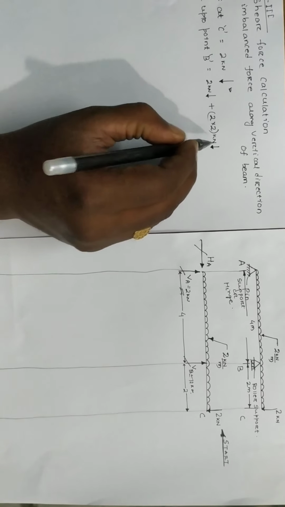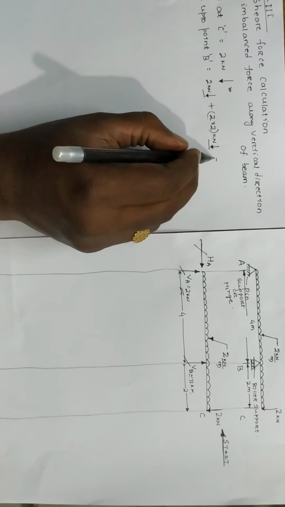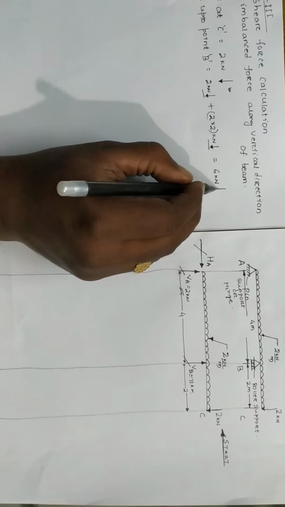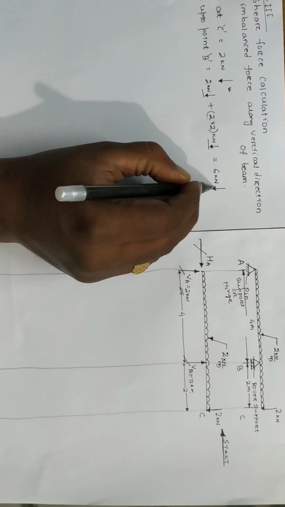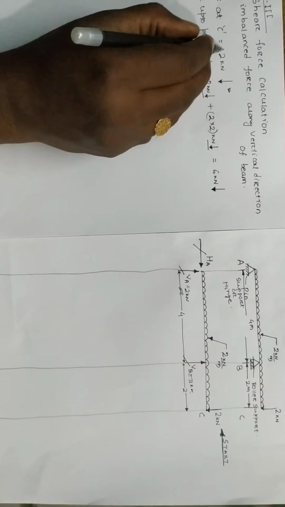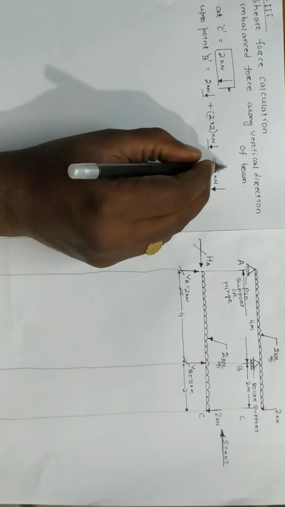This force is downward in nature, and this force is downward in nature, so both can be added. This is 6 kilonewton. And 6 kilonewton in which direction? In downward direction. This you represent. This is important.